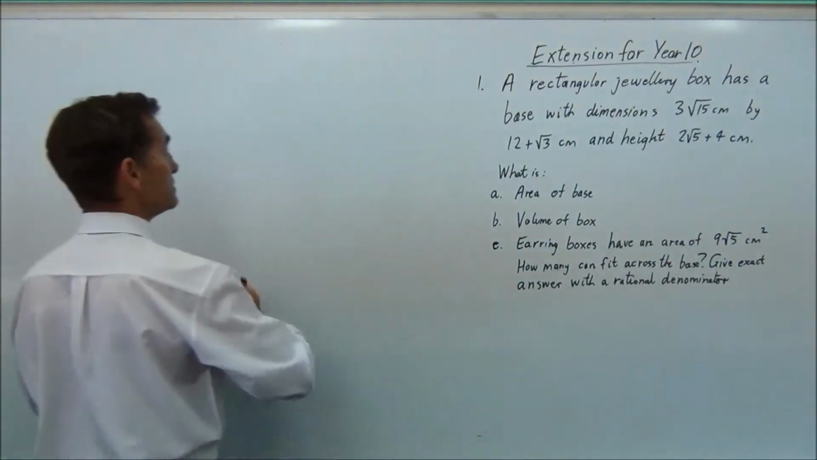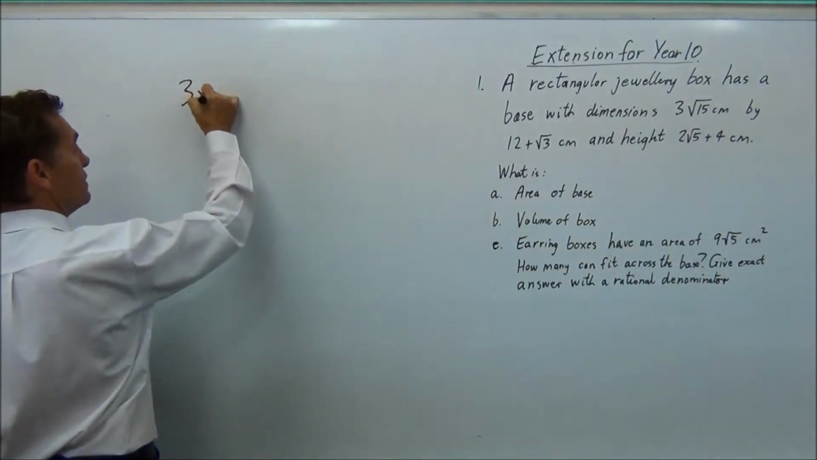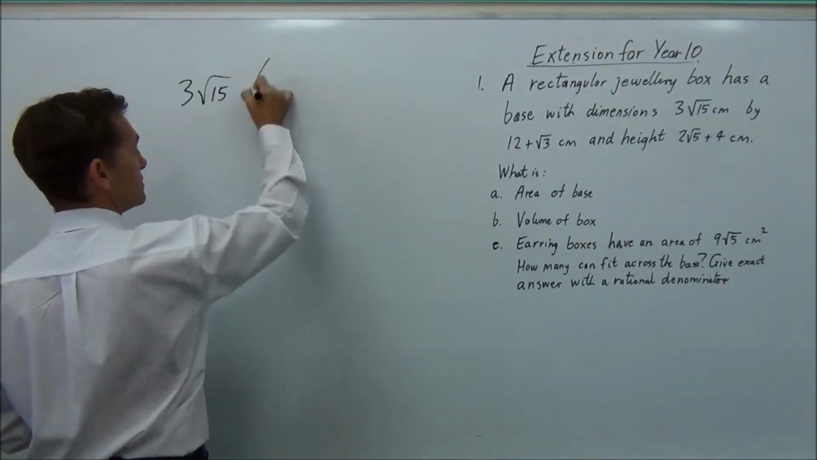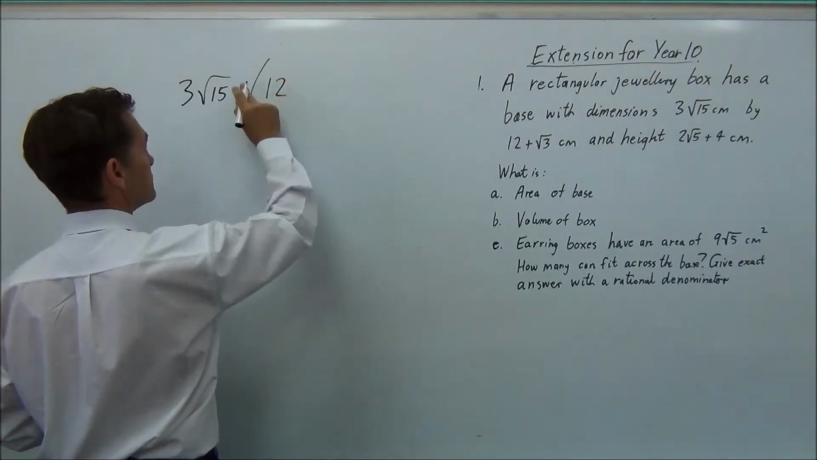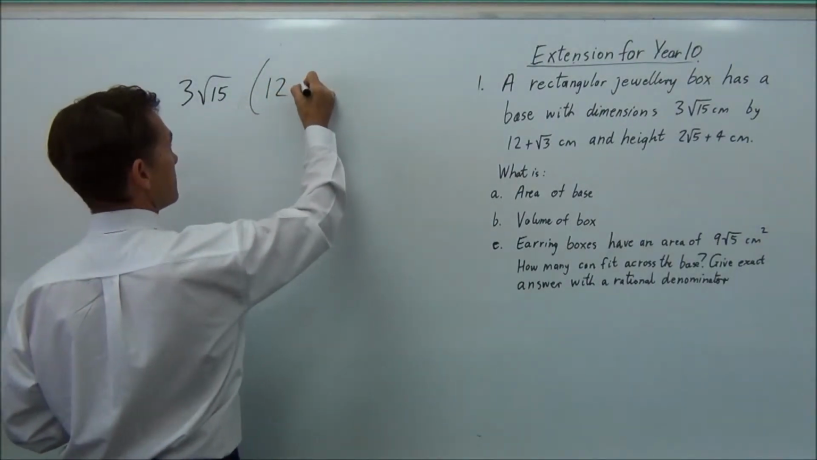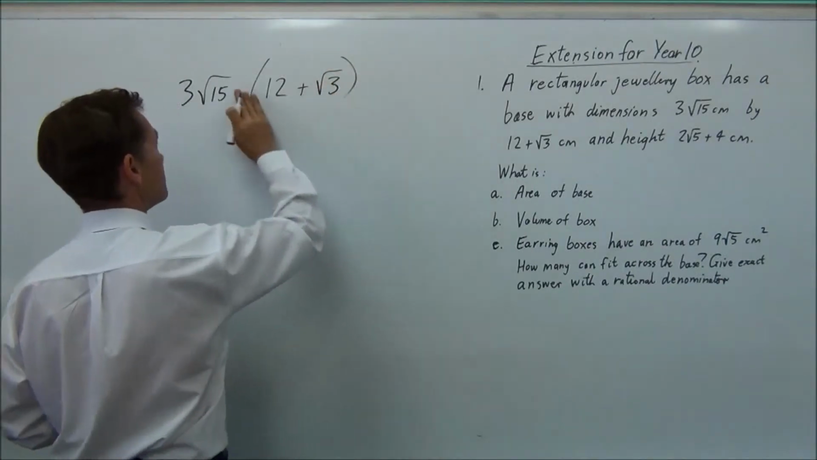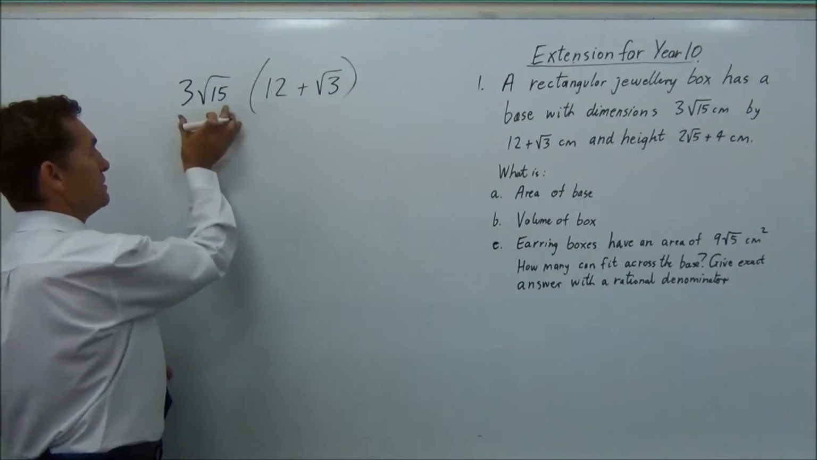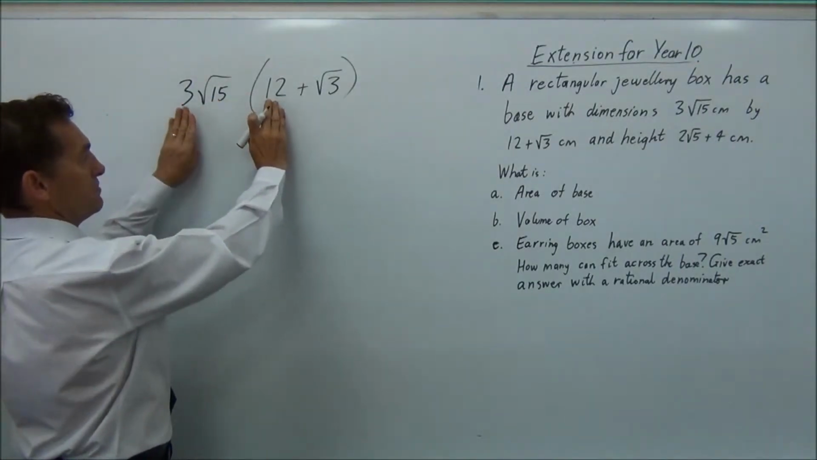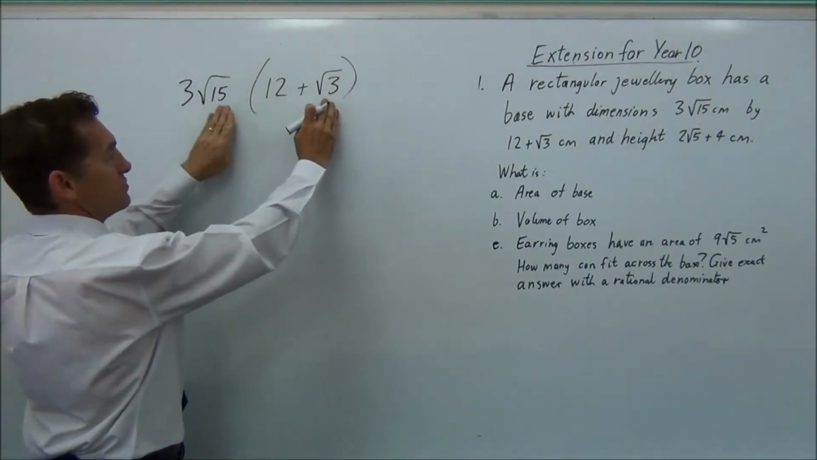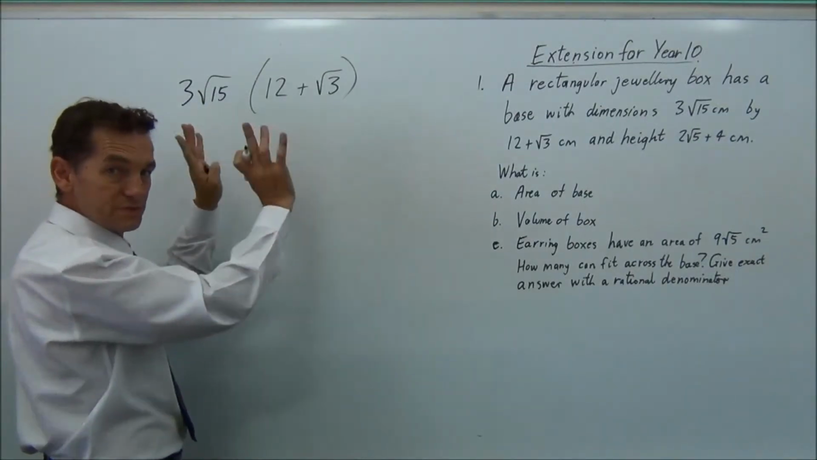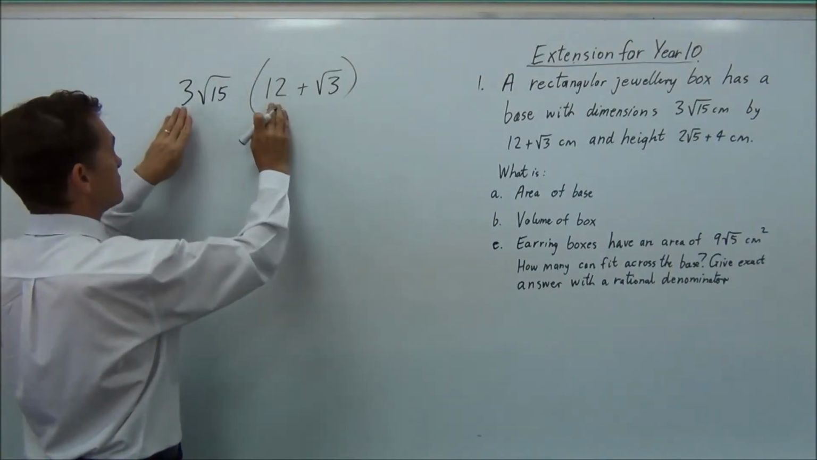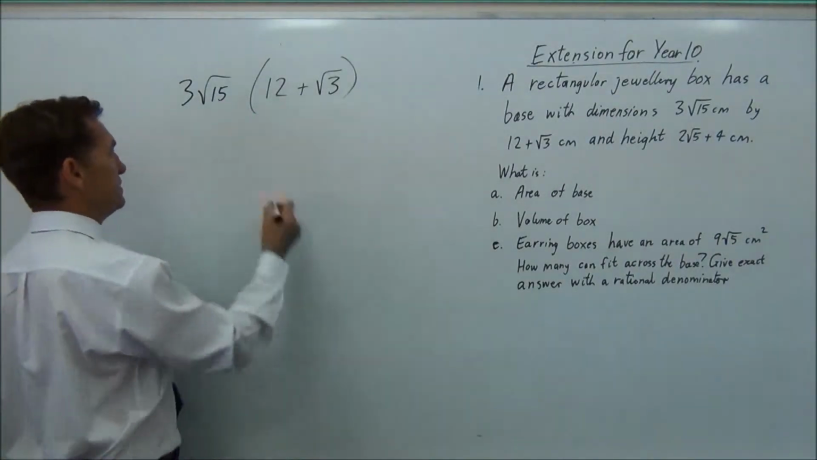Okay? So we're going to go 3 root 15 multiplied by, let me just put it in brackets, 12 plus root 3. Okay? So this multiplied by this, one at a time. When you're multiplying numbers and roots, you can only multiply the number by the number and the root by the root. Okay? So just remember that. So when we multiply this by this, we're only going to look at multiplying 12 times 3. Well, what's 12 times 3? 36.